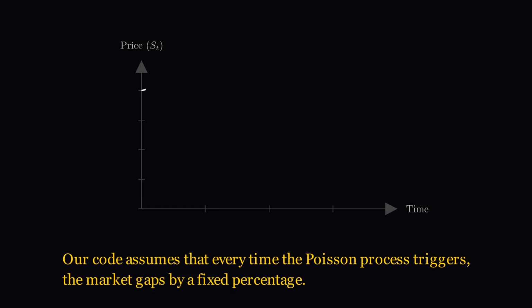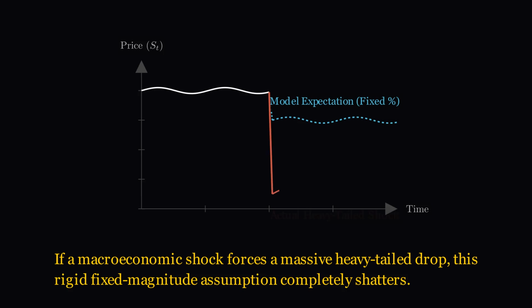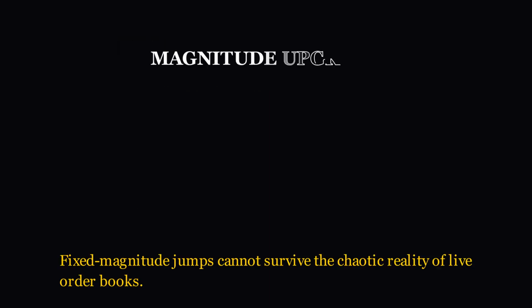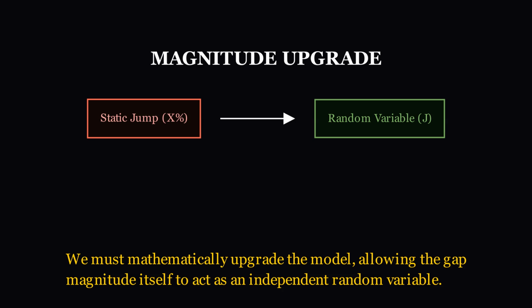Our code assumes that every time the Poisson process triggers, the market gaps by a fixed percentage. Real structural breaks in the market do not have a uniform, predictable magnitude. If a macroeconomic shock forces a massive heavy-tailed drop, this rigid fixed magnitude assumption completely shatters. Fixed magnitude jumps cannot survive the chaotic reality of live order books. We must mathematically upgrade the model, allowing the gap magnitude itself to act as an independent random variable.